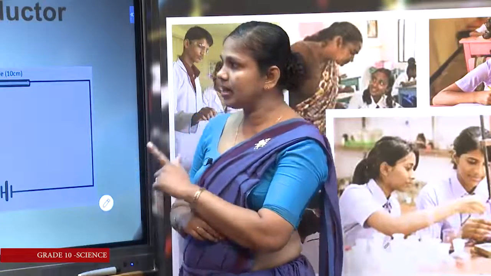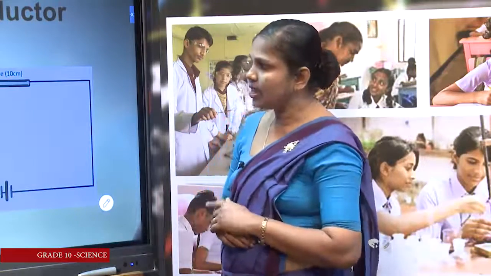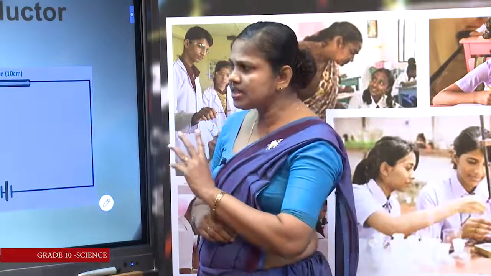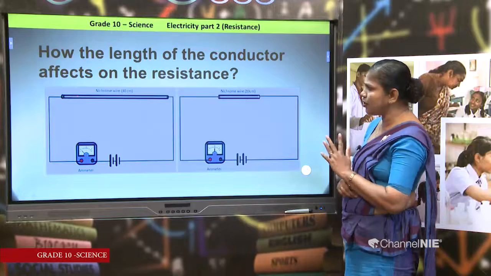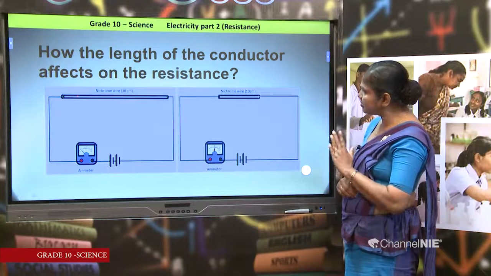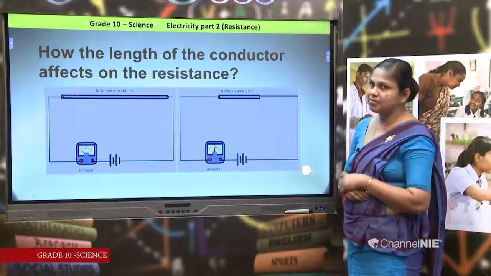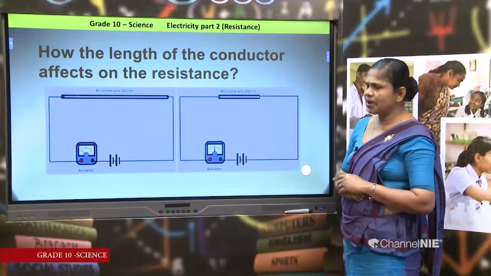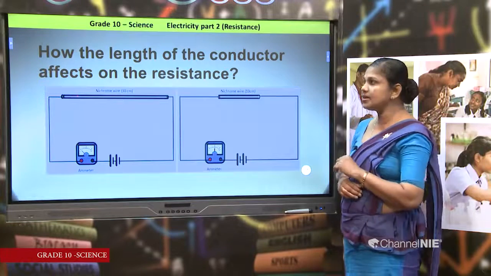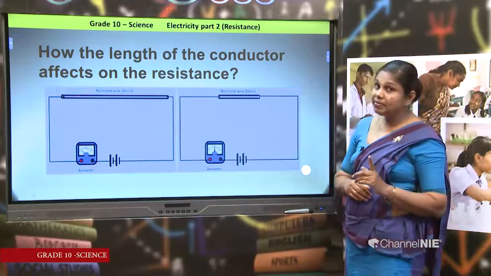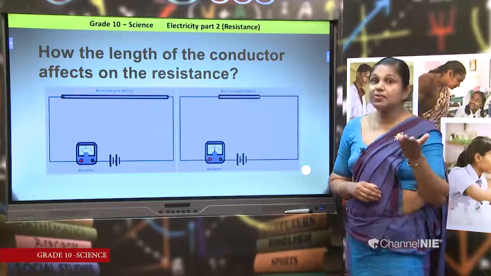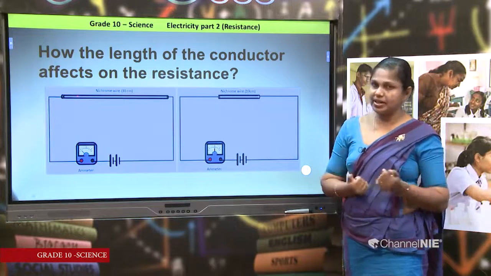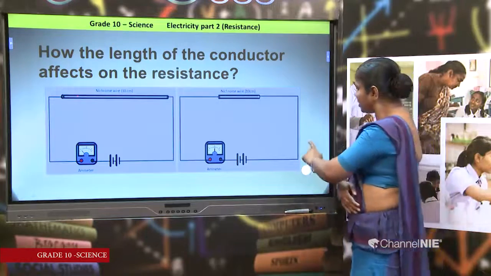Here, as the nichrome wire is short, children, the resistance is not much, and as there is less resistance, a greater current flows through the circuit. Thereby, what can we understand, children? We can understand that when the length of a conductor increases, resistance too increases. Right. Now look at this.